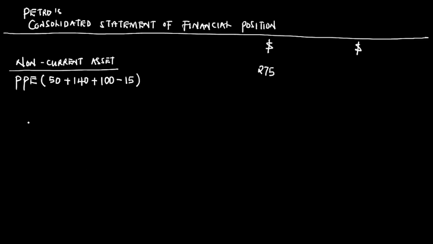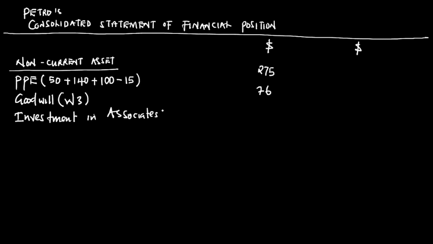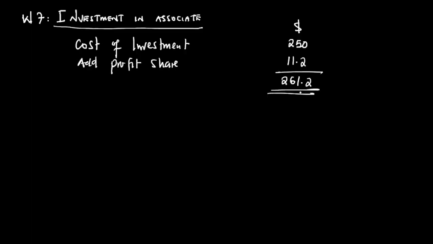So goodwill from working number 3. Now take note that I'm endeavoring to make references to the notes, the working, so that it's easier. Then investment in associate. This is the only line that you have for an associate, what we've actually invested. We already worked out that in working number 7. So 261, yes, from here.